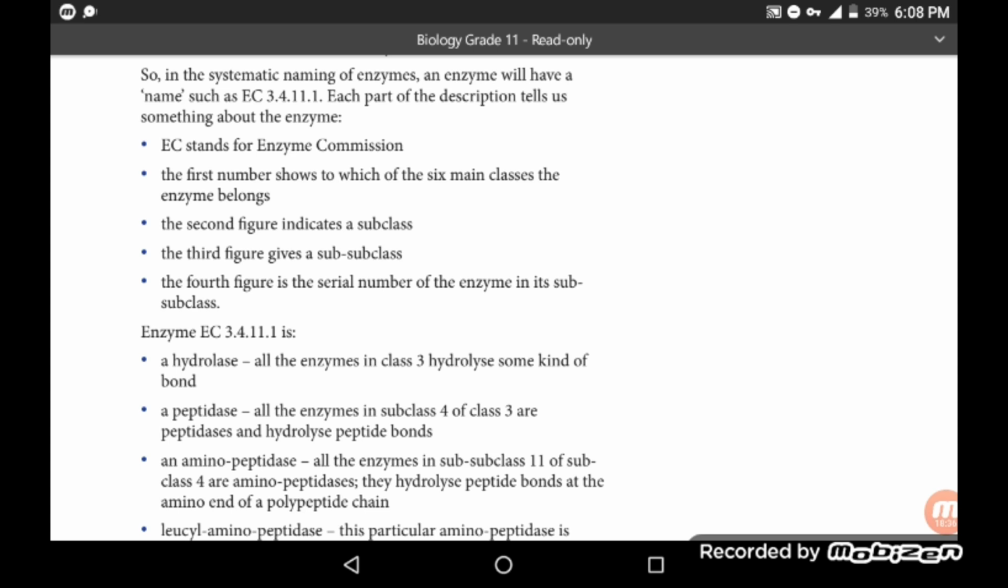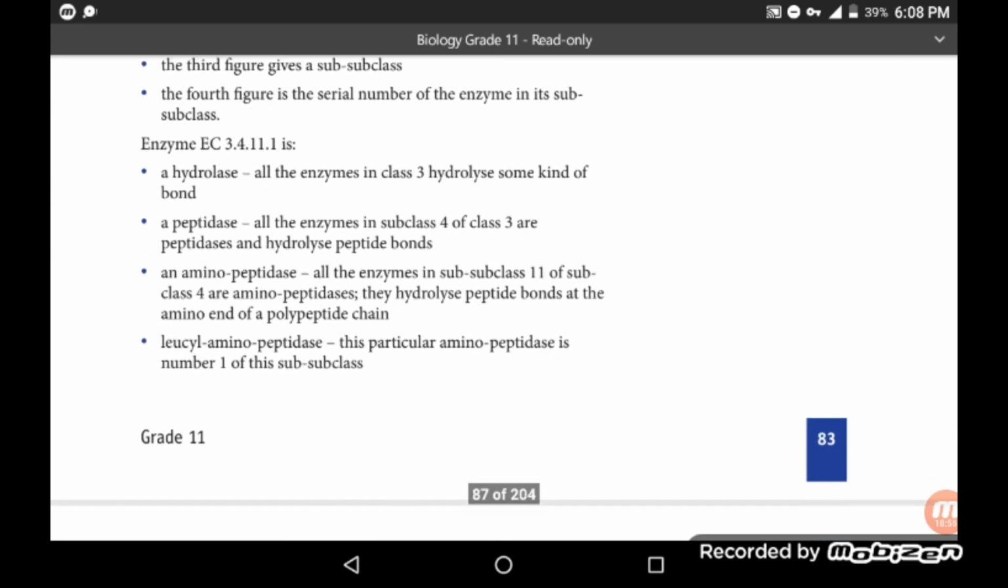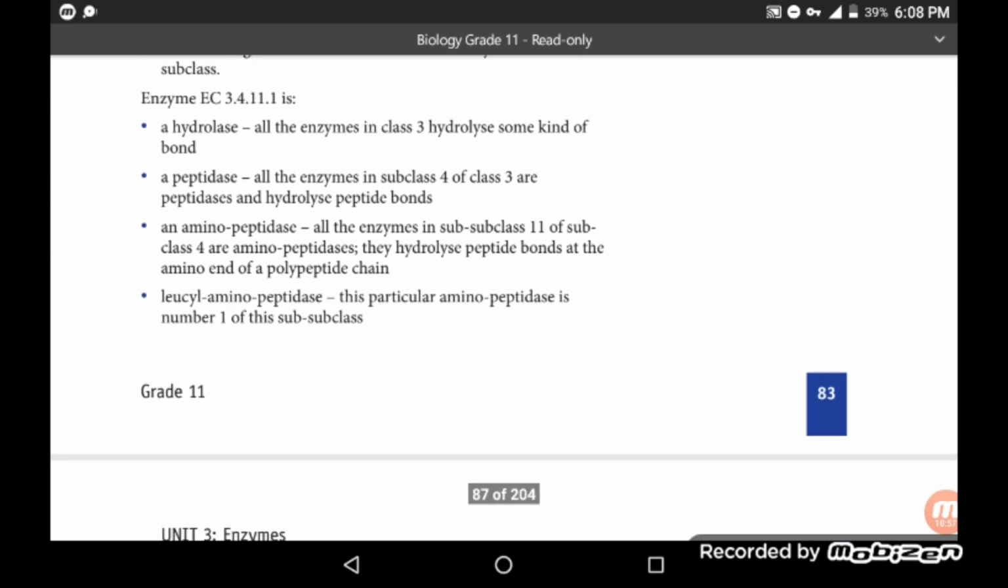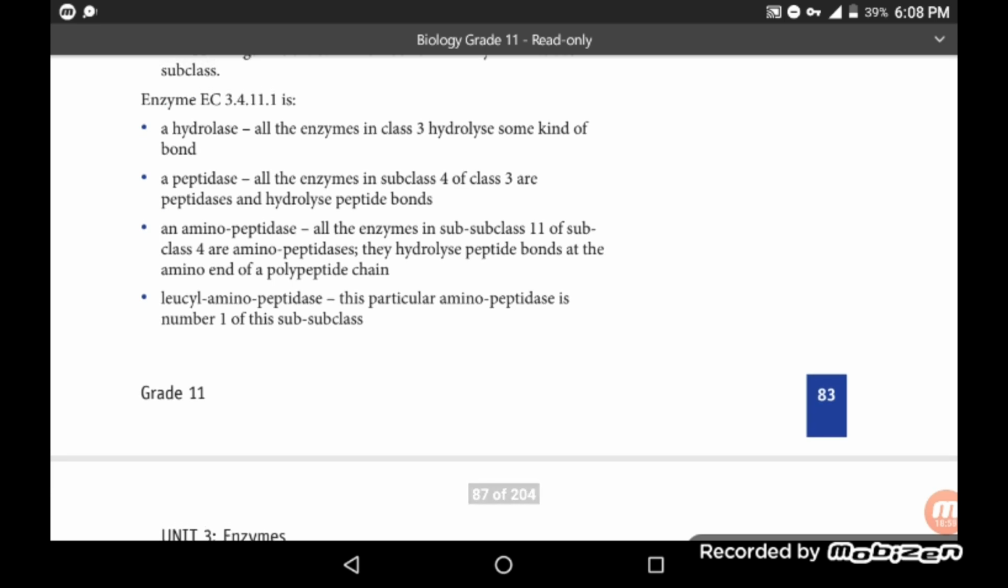So the first number is the main class, 3 in this case a hydrolase, 4 is the subclass, 11 is the sub-subclass, and 1 is the serial number of the enzyme. Enzyme EC 3.4.11.1 is a hydrolase.